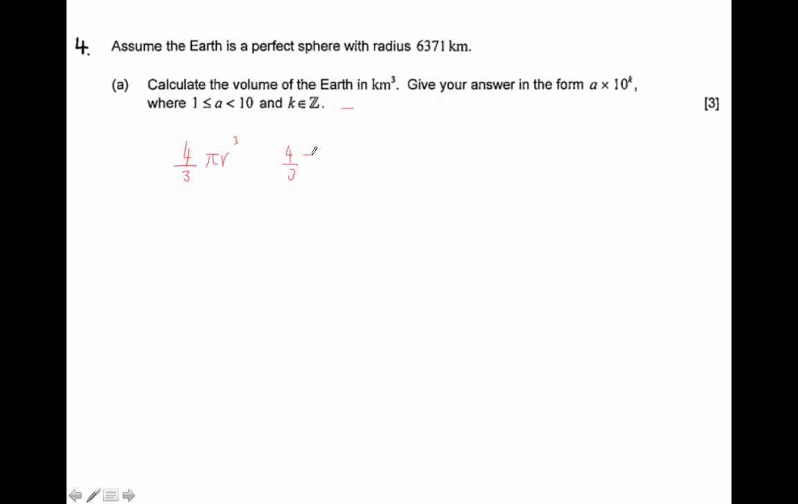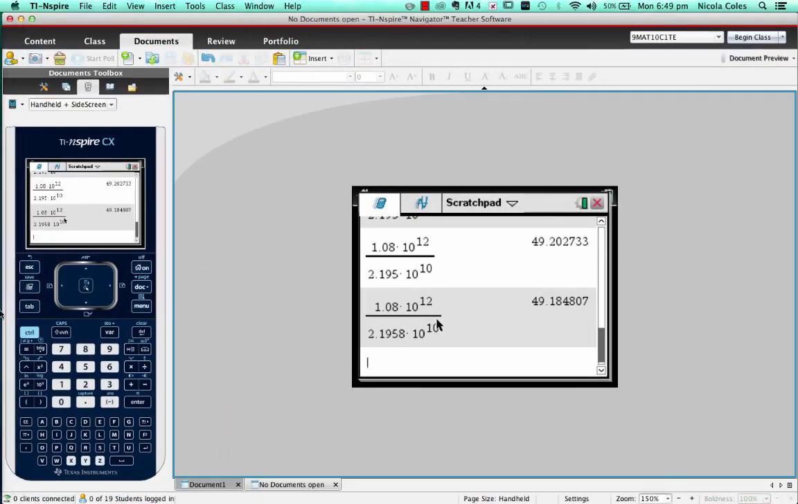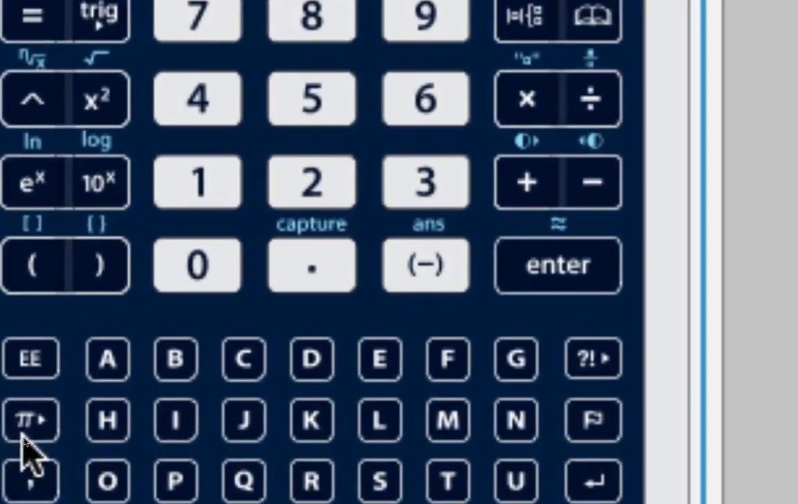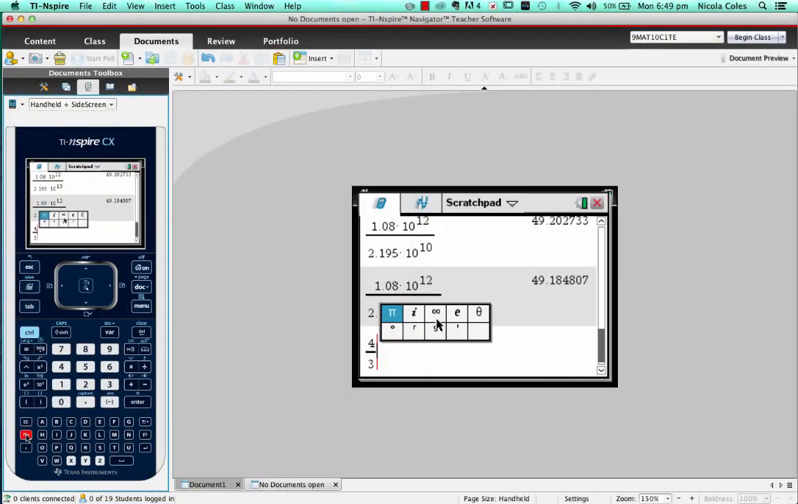So you've got 1 mark for substituting in the radius of the Earth, 4/3 pi 6371 cubed. And then you do that on a calculator. So fraction, we want 4/3. So you have to use pi, don't just use 3.14. There's a pi button. So you click that, please, pi.